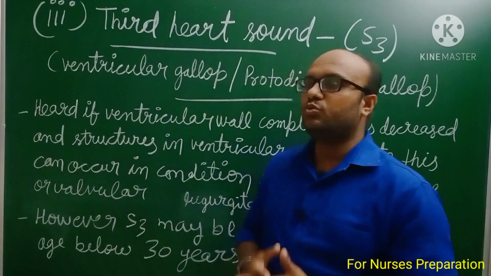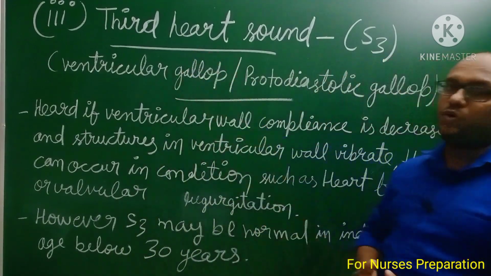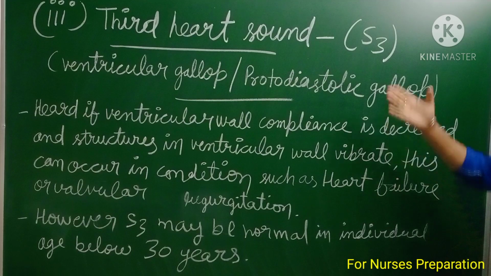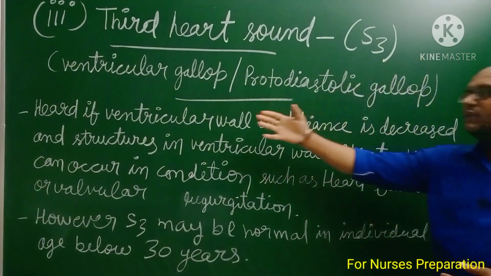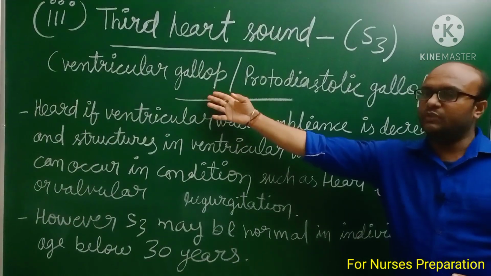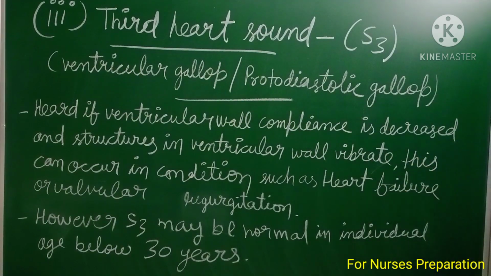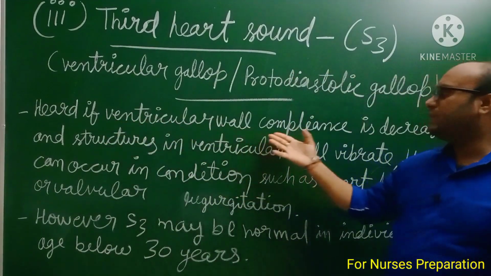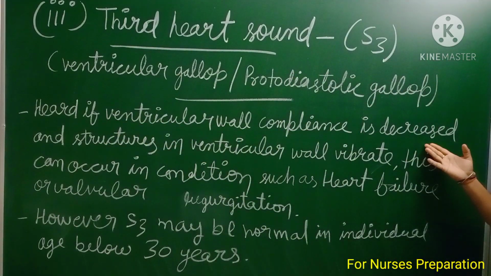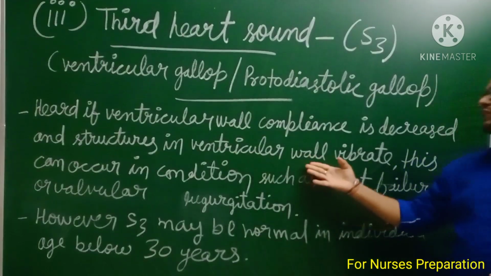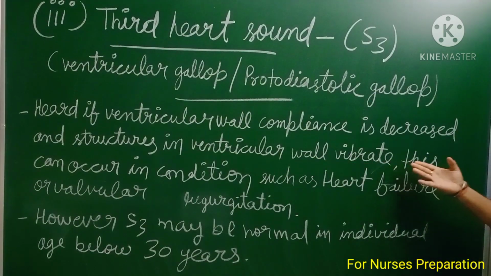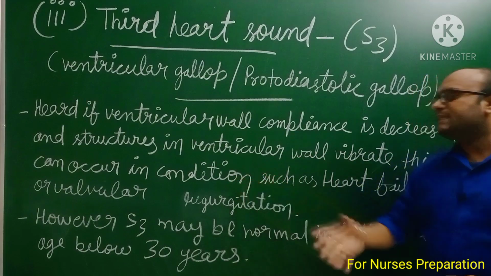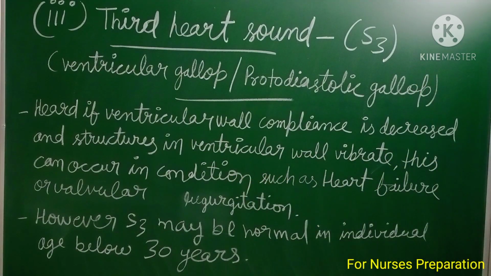Now let's talk about the third heart sound, that is also known as the S3 sound, ventricular gallop or protodiastolic gallop. The S3 sound is heard if ventricular wall compliance is decreased and structures in the ventricular wall vibrate. This can occur in conditions such as heart failure or valvular regurgitation.